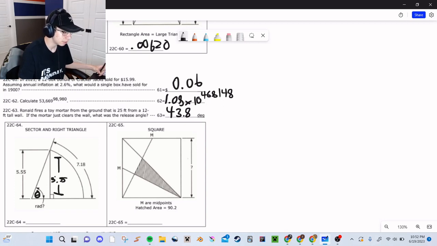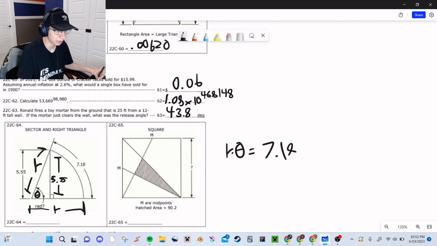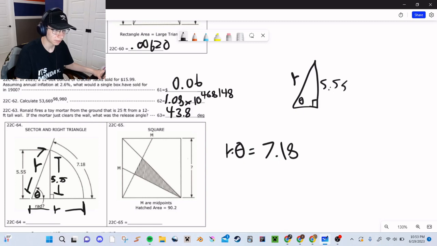And so what can we do here? Well, this is my r, my radius. I know that r times theta is going to give me 7.18, given that theta, of course, is in radians. So r times theta gives you that arc length. We also know that we have this right triangle here, theta. This is r, and this is 5.55. Then r times sine of theta equals 5.55.